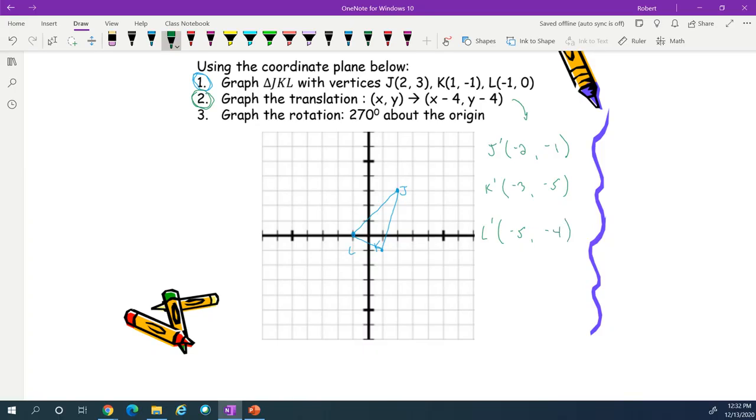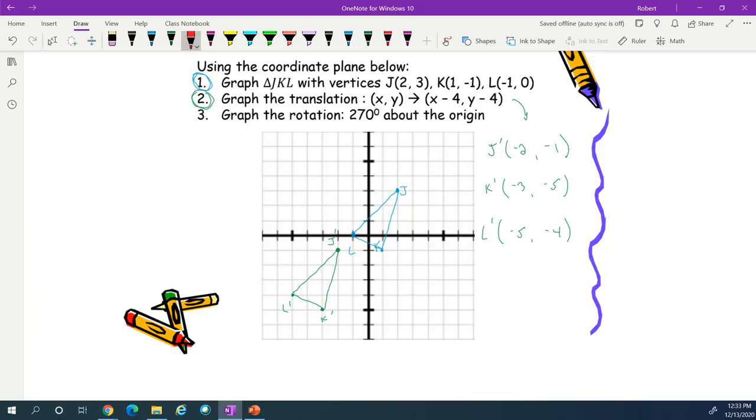So now I can plot my points. J prime is -2, -1. K prime is -3, -5. And L prime is -5, -4. And as expected, we have congruent triangles. The second one is just slid left and down.